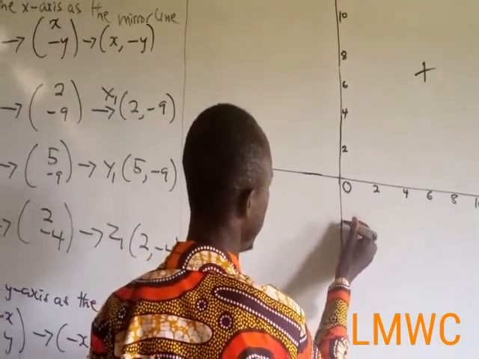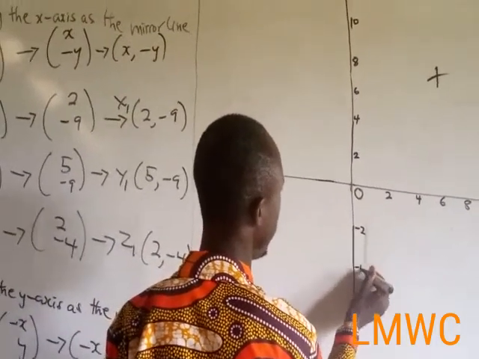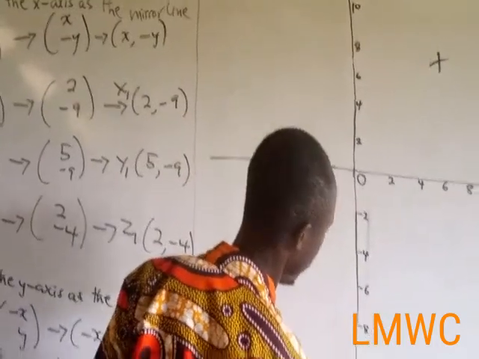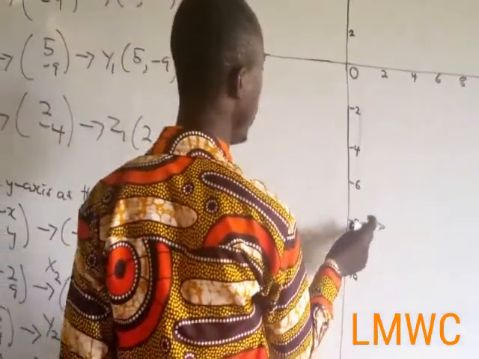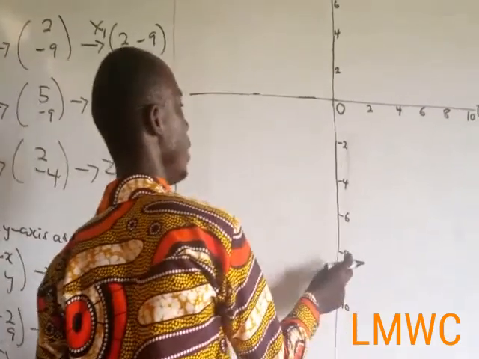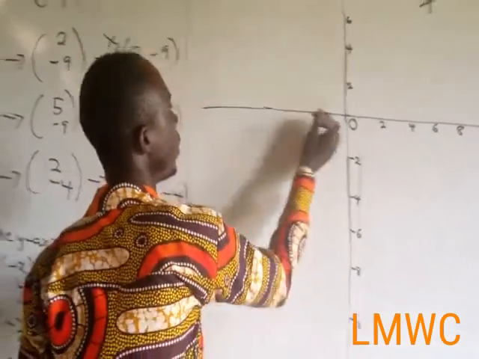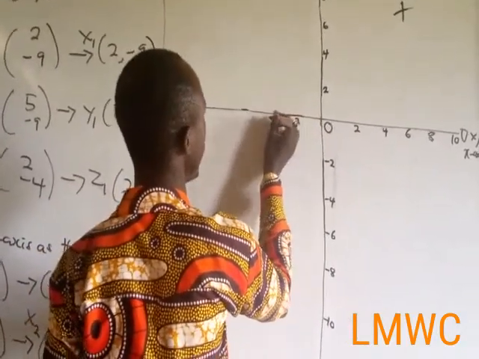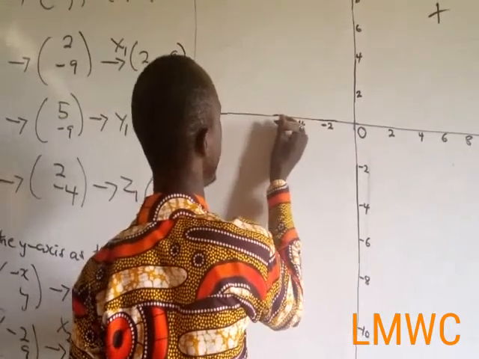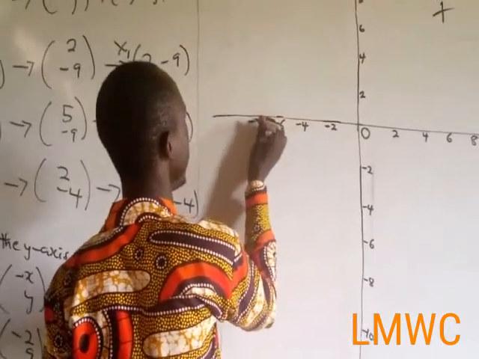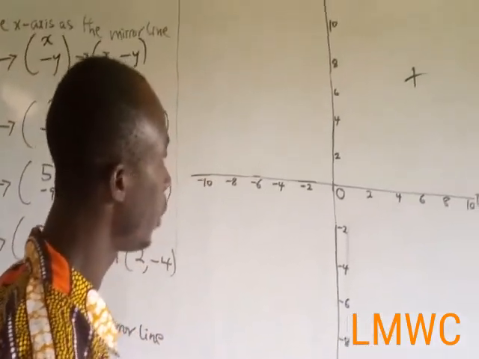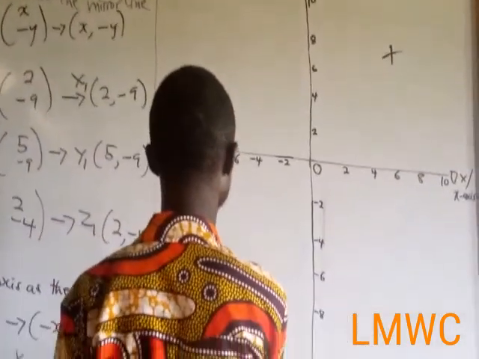So we have negative 2 here, negative 4, negative 6, negative 8, negative 10. In between negative 8 and negative 10 is negative 9. Negative 6 and negative 8, we have negative 7. So here we have negative 2, negative 4, negative 6, negative 8, negative 10. Now, after doing it this way, this is the negative side.